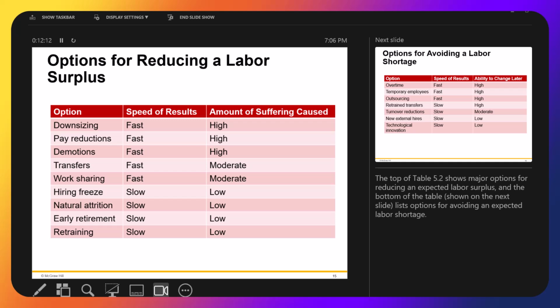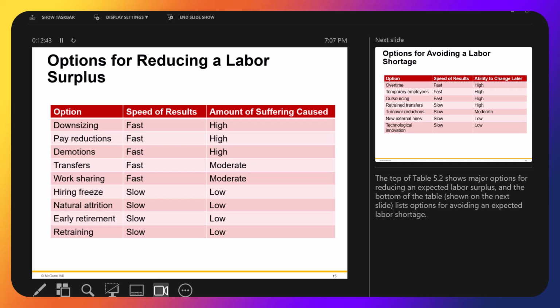A lot of times when you see this is going to be the mental suffering. I heard people say that they're humiliated, they felt ashamed. A lot of other things factor into it. Transfers, fast, results fast, but the amount of suffering is moderate. Because think about it, you're no longer working where you used to work, now you're working somewhere else. And within the same company, but they just moved you. Work sharing, fast and moderate suffering.